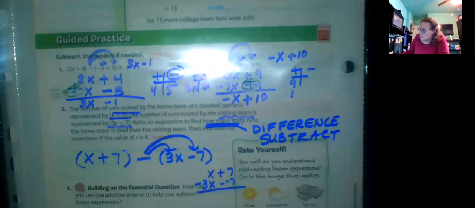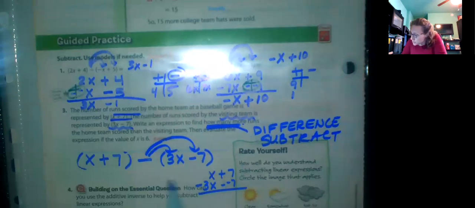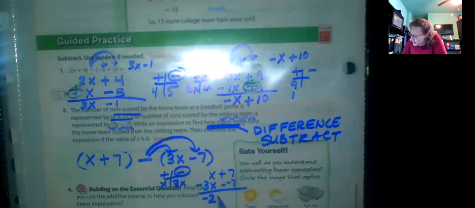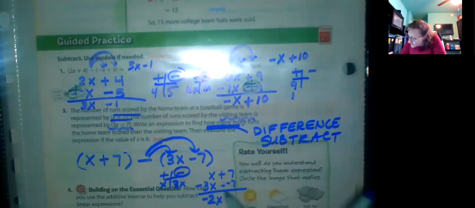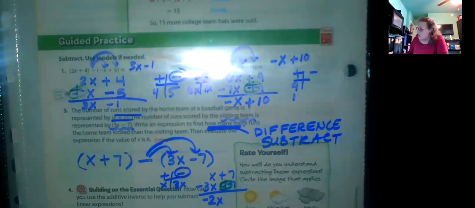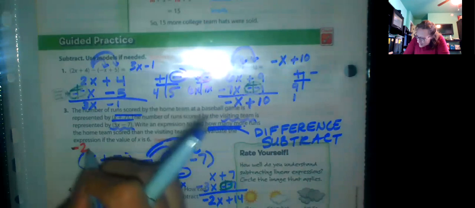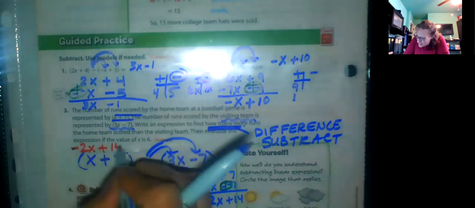All right, well, t-chart, positive x, -3x. So I get a -2x. I've got a double negative. So 7 plus 7 is 14. Okay? So -2x plus 14.